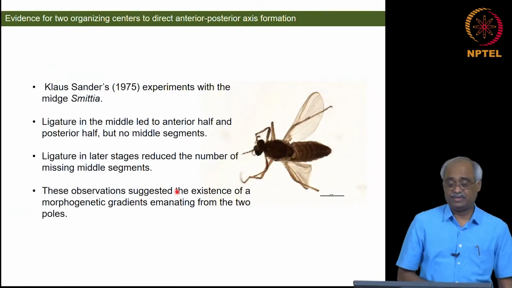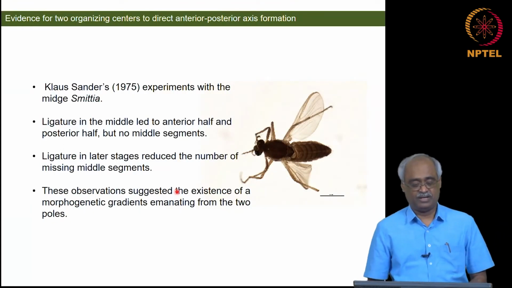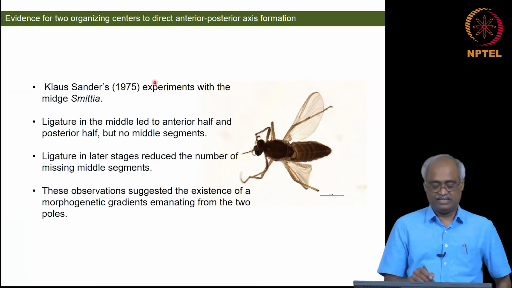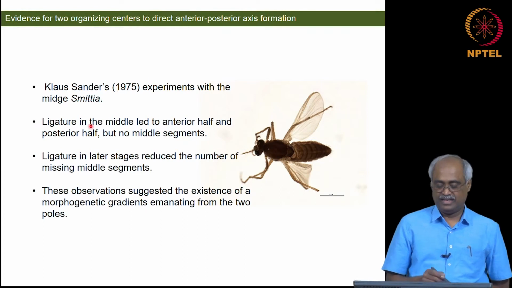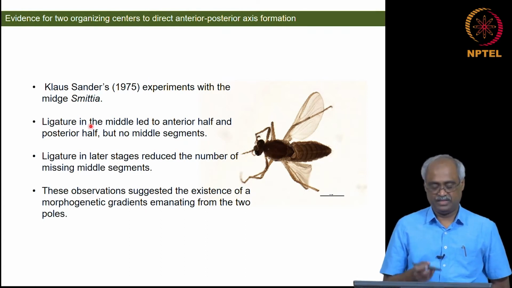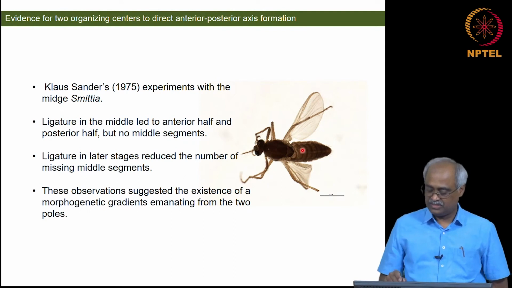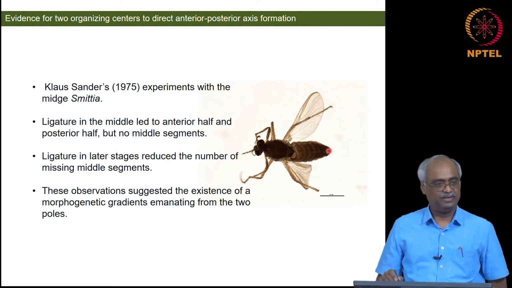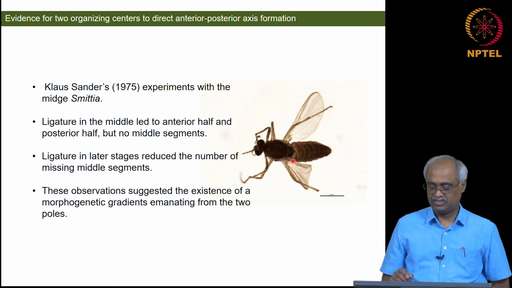Alright, it all started with a very simple observation as early as 1975, when Klaus Sander did a simple experiment. He did not take Drosophila but a different insect. See here, you can see the segments, even the abdomen has segments, can you see that? So these organisms have segments.